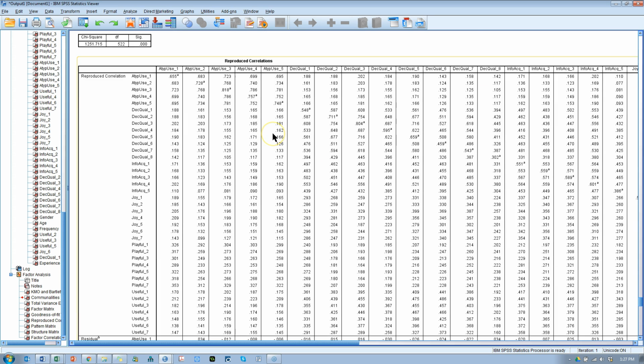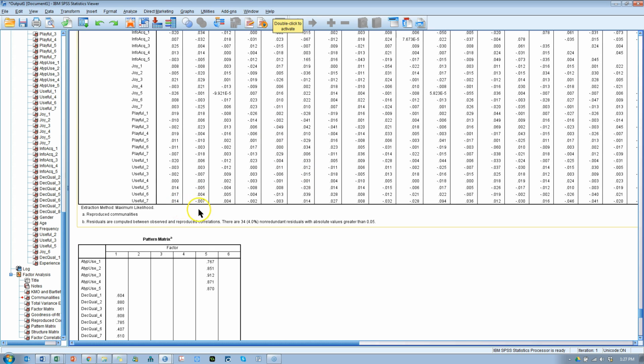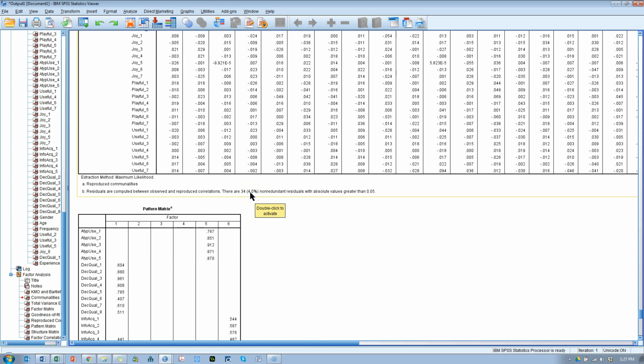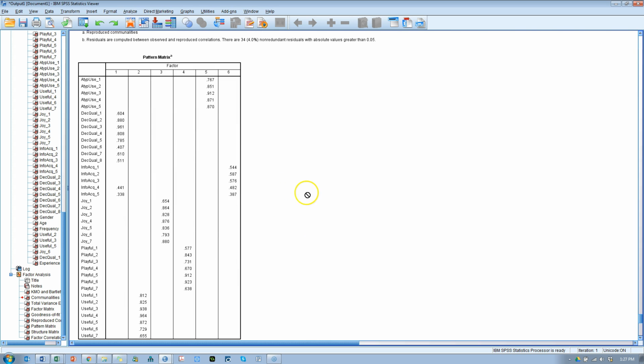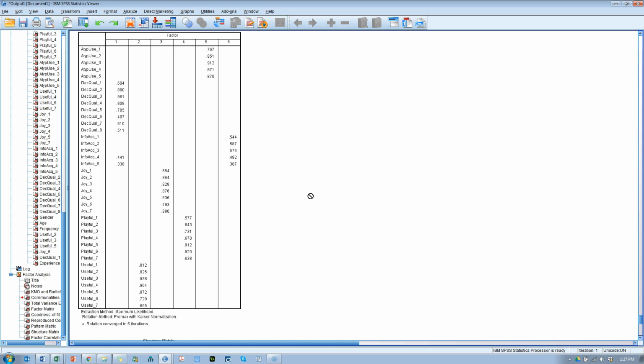Skip the factor matrix, skip the goodness of fit, go down to the reproduced. We want a number here less than about 5%. We're looking pretty good. And pattern matrix is looking stellar-ish. Ooh, actually, we do have some issues. We have a few issues.